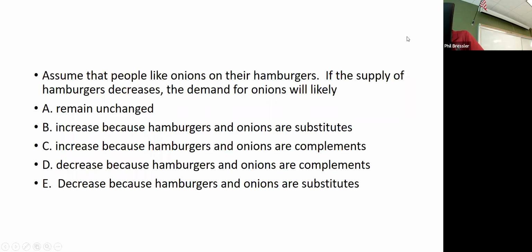All right, quick question here. Give you a minute to look at it. Assume that people like onions on their hamburgers. If the supply of hamburgers decreases, the demand for onions will likely. Give you a minute to think about it.